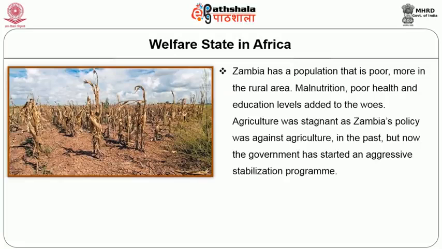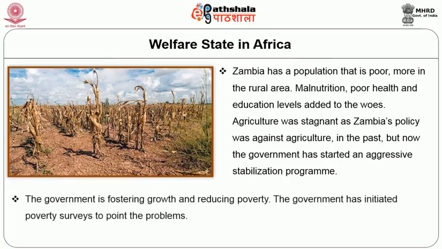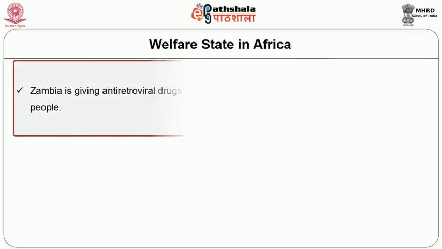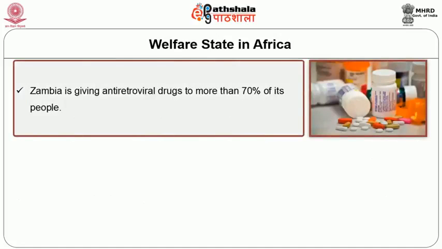Zambia has a population that is poor, more in rural areas. Malnutrition, poor health and education level added to the woes. Agriculture was stagnant as Zambia's policy was against agriculture in the past, but now the government has started an aggressive stabilization program. The government is fostering growth and reducing poverty. The government has initiated poverty surveys to point out the problems. Zambia has given antiretroviral drugs to more than 70% of its people.